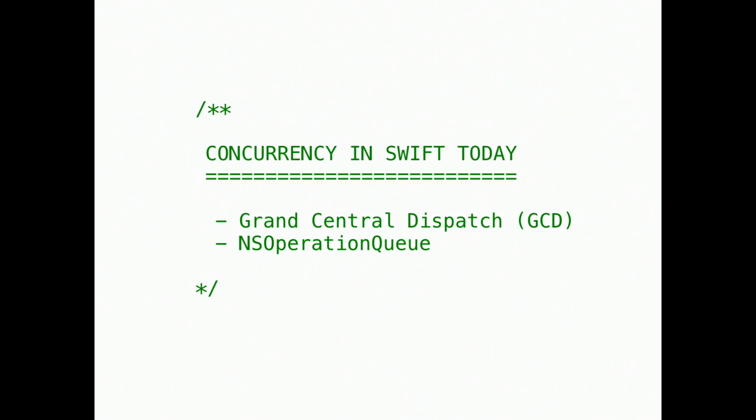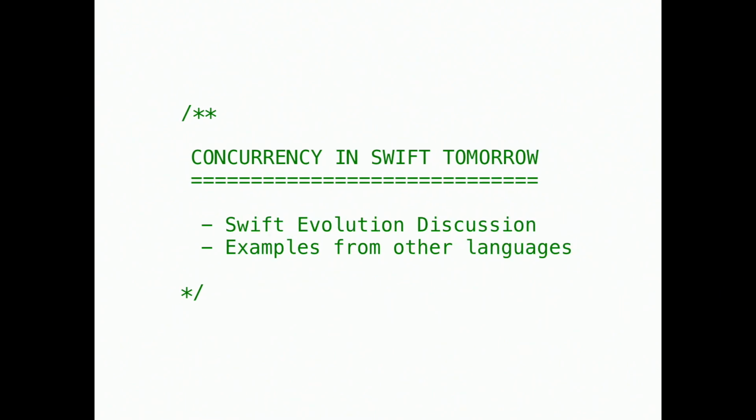But of course, both of these are libraries that bridge into Swift. So the second part of the talk is going to be looking at what writing concurrent code might look like in Swift in the future. In particular, we know that at some point, Swift is going to get a native concurrency model. This has been discussed somewhat on the Swift evolution mailing list. And we're also going to take a look at some examples from other languages to imagine what a native concurrency model in Swift might look like.